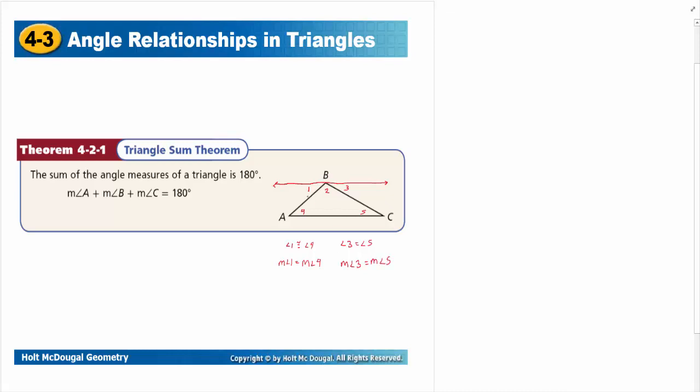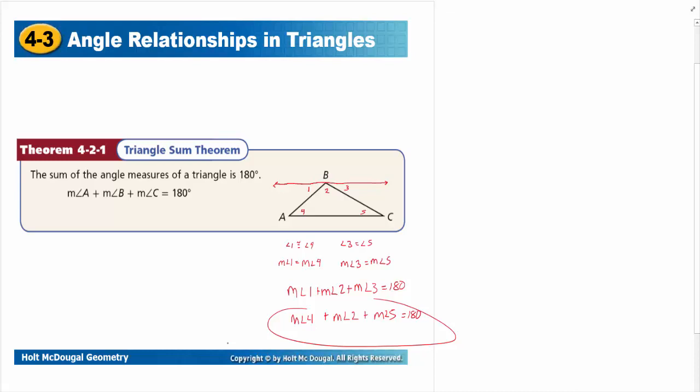And then I can use substitution. I know that the measure of angle 1 plus the measure of angle 2 plus the measure of angle 3 equals 180 because it's a straight line. I can do some substitution. I can say angle 1 is angle 4, so the measure of angle 4 plus the measure of angle 2 plus the measure of angle 5 is also equal to 180. And that is basically my theorem.